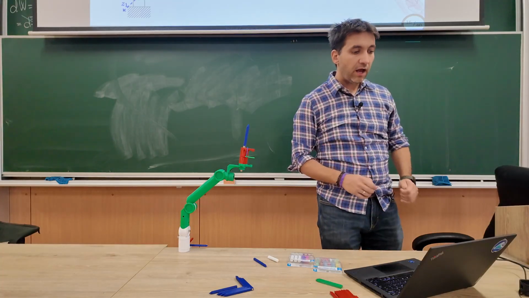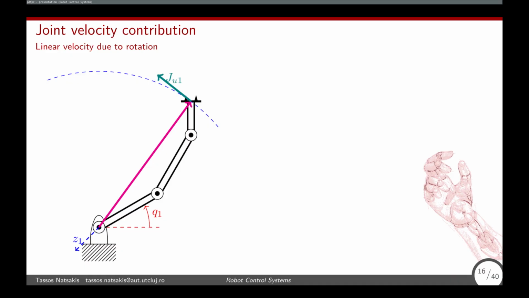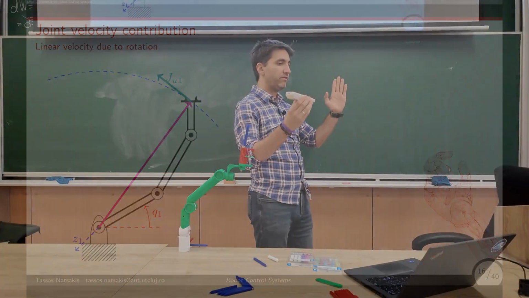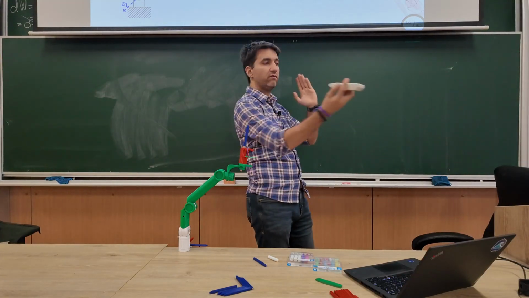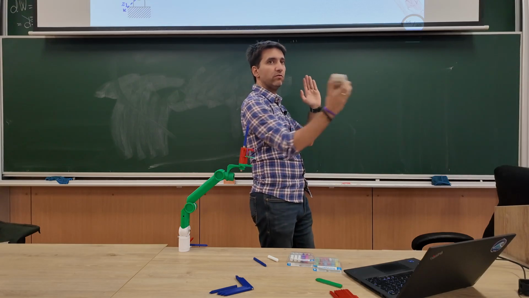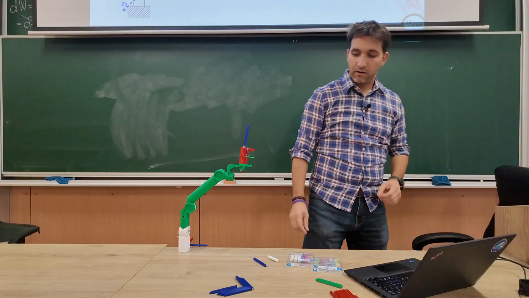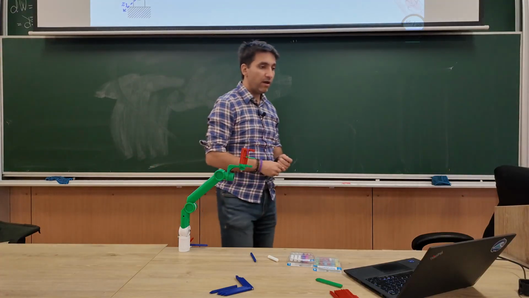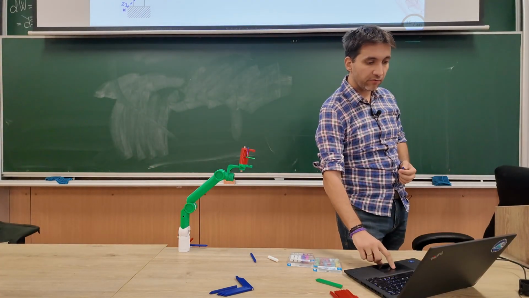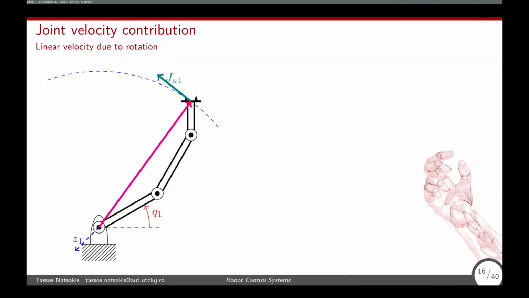All right. Now, what about linear velocity due to rotation? We talked a little bit before that if I have an object rotating around an axis, it will both change orientation, so it will have some angular velocity, but it will also change position, which means it has some linear velocity as well. Right? So in this example here, also on the screen, I'm talking about end effector linear velocity, JU1, due to rotation around the first joint.